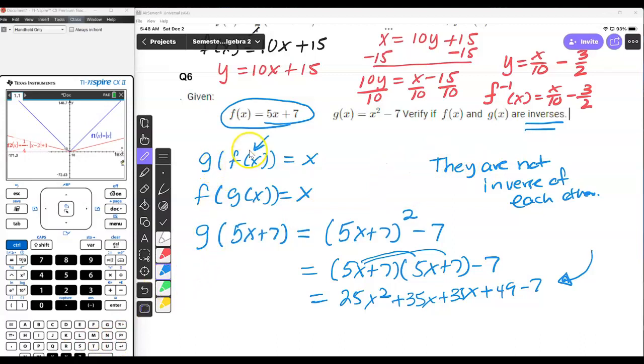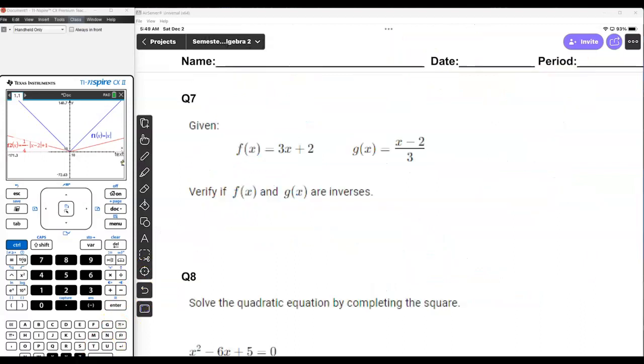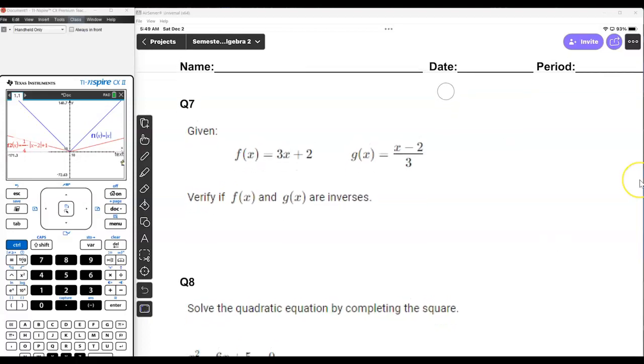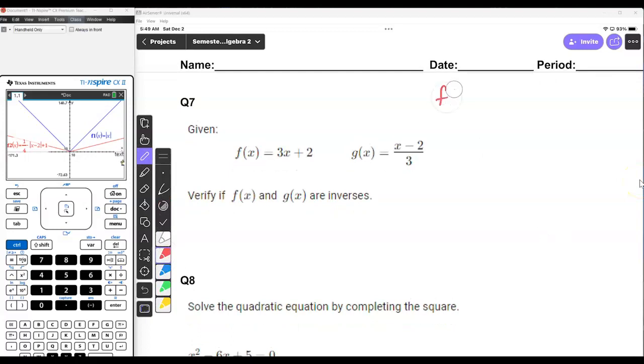So yeah, you have to do the composition. Remember that f of x goes into g of x, and that's how you check if they're both inverse of each other. Once again, you have f of x and g of x are inverse of each other. And what you want to do is check if the composition of f of g of x is equal to x and g of f of x is equal to x. That's the only way you can check if they're inverse of each other.